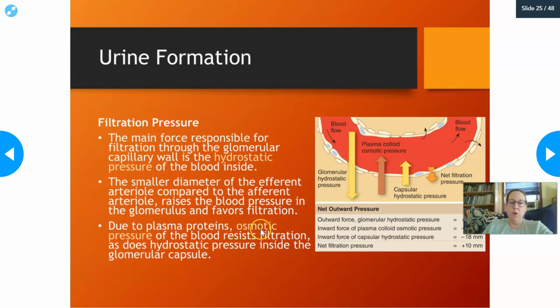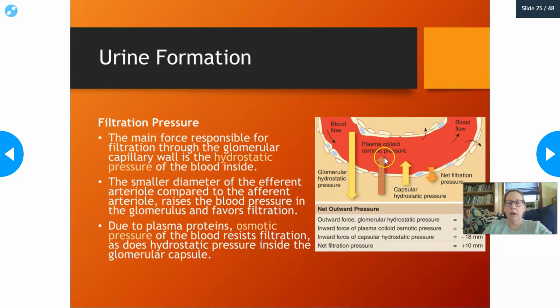And then, of course, you have your plasma proteins, which are too big, remember, to make it through the fenestration, and the podocytes also prevent them from leaving. So as water leaves the blood and the protein is left behind, that will increase the osmotic pressure of the blood inside that ball of capillaries. And then the osmotic pressure is actually going to pull water back to itself. So there are two competing forces there.